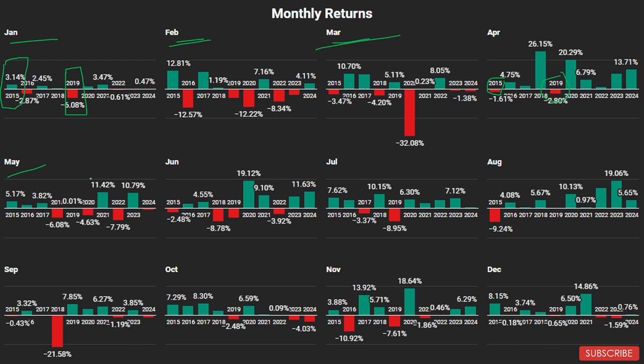May above average with 6 positive and 4 negative. June same, above average, 6 positive, 4 negative. July very good with only 2 negative in the last 10 years and 8 positive. August even better. In the last 10 years, only once it gave a negative return in August, and that too in 2015, 10 years back.